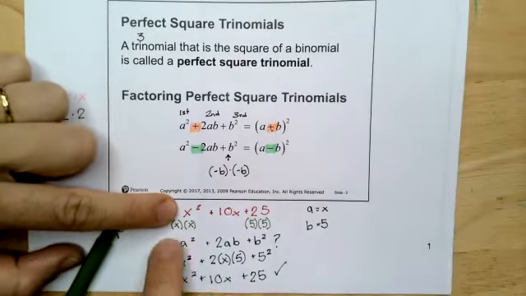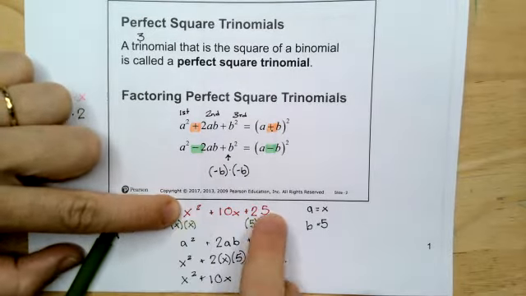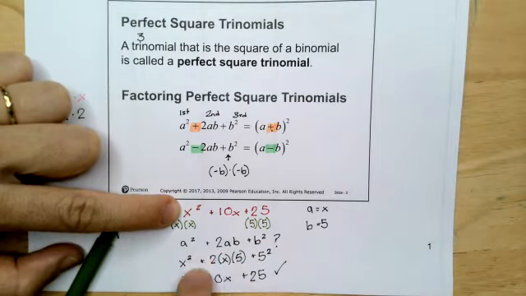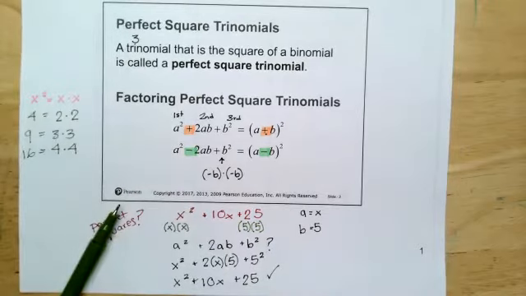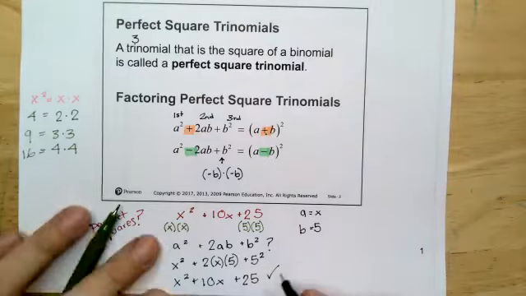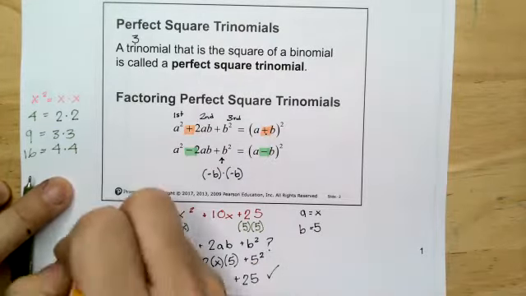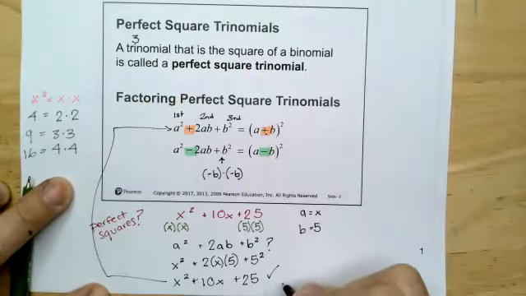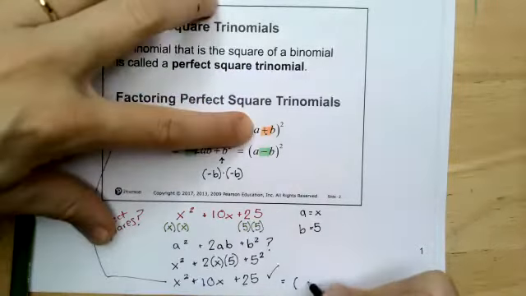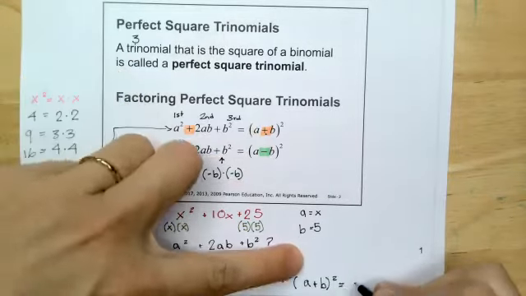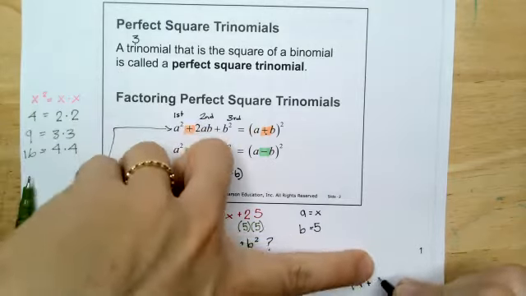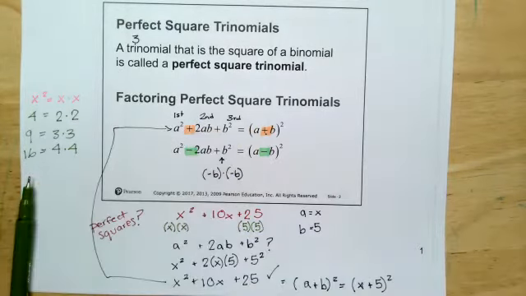Okay, so I see that's a perfect square. That's a perfect square. This happens to be 2 times that a times that b. So that means it does follow this rule. So it factors as a plus b squared. And we already decided that a is x, b is 5. So it's x plus 5 squared. Okay.